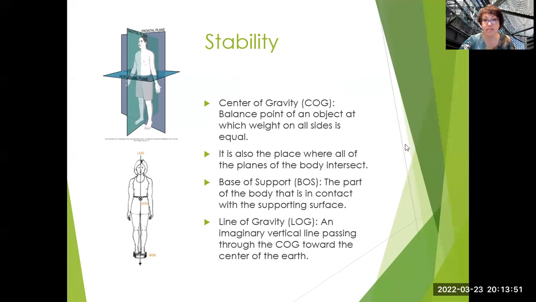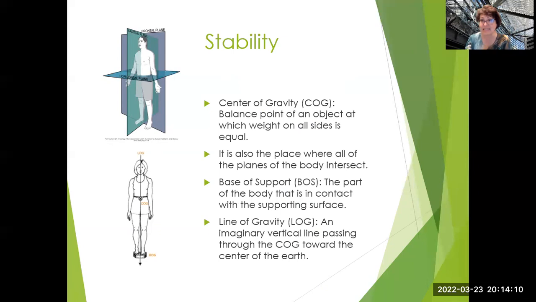So a lot of times, like we'll say after a stroke, people sometimes lose midline awareness. And so they have a really hard time staying up because they can't keep their line of gravity within their base of support because they lost this part of their vestibular sense and they don't know where their line of gravity is.